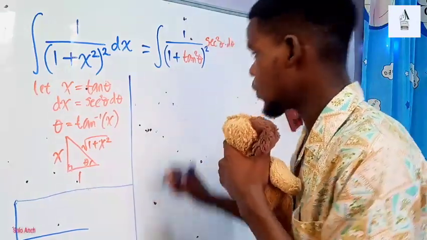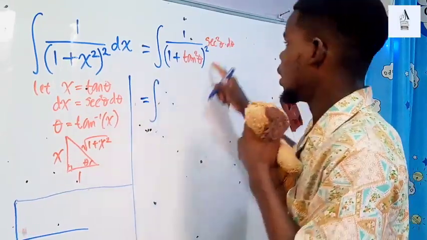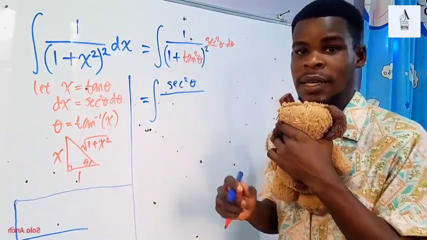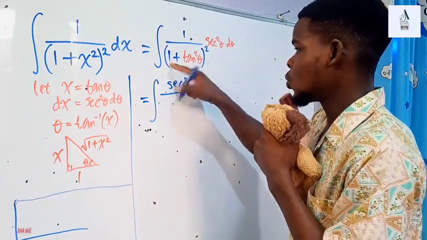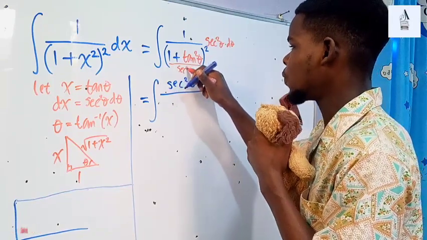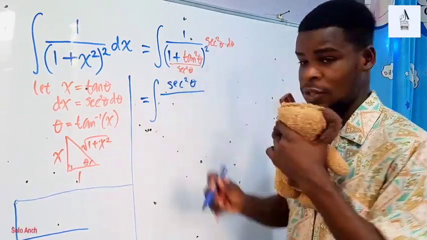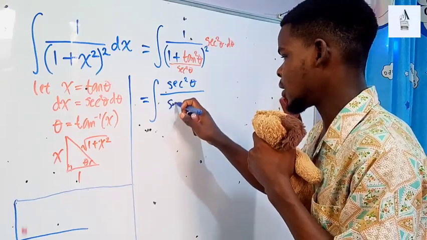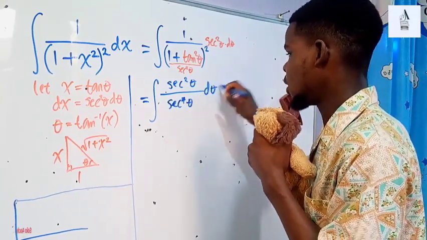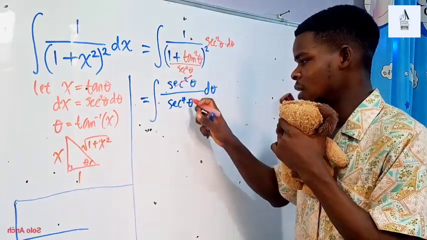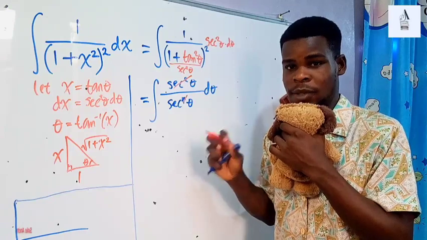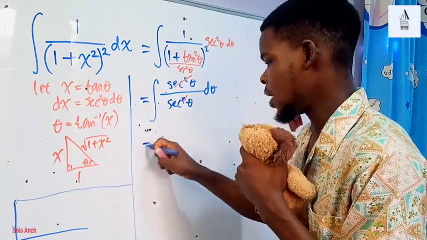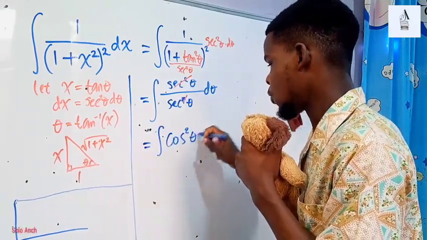Let's put the secant squared of theta at the top. You notice that 1 plus tangent squared of theta is secant squared of theta from trig identities, so inside here we're going to have secant squared of theta. Then we raise the secant squared of theta to power 2, so that will be secant to the fourth power of theta. This will cancel out with two of the secant squared factors on top, and we're going to have just secant to the second power of theta at the bottom. That will be 1 over secant squared of theta, which is the same thing as cosine squared of theta, so we have cosine squared of theta d theta.